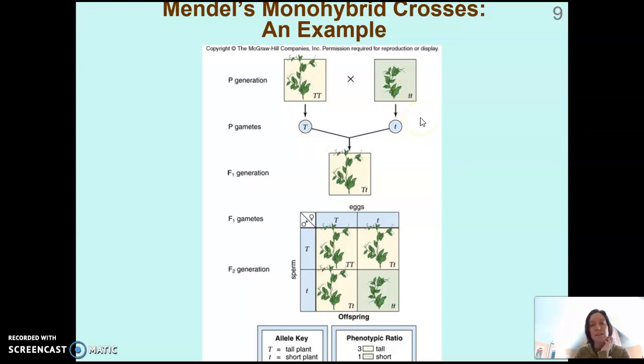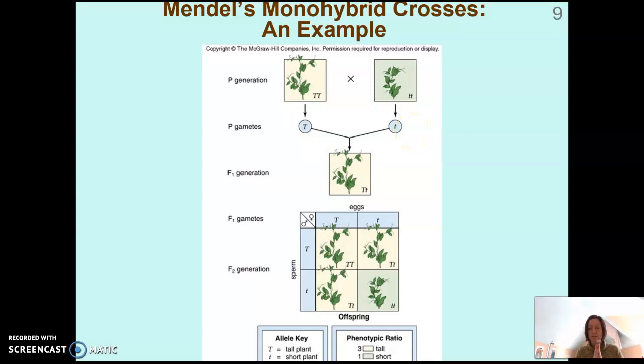So when we breed these, the tall plant can only donate tall alleles, those capital T's. It doesn't have any lowercase t's to donate. And the short plant can only donate the lowercase t's, the recessive alleles. This line is showing what the gametes are. So a sperm or an egg cell would just have tall genes, and a sperm or an egg cell over here would just have short genes.